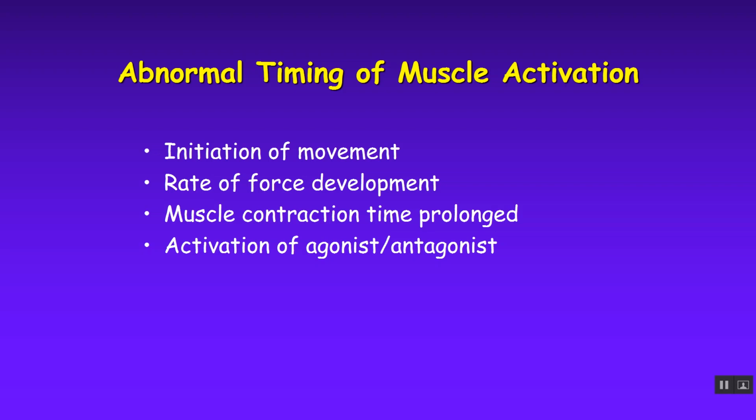Abnormal timing and muscle activation. You have trouble with initiation of movement and rate of force development. Muscle contraction time can be prolonged. They can have problems with activation of agonist-antagonist. They can't turn one muscle on, the agonist-antagonist, quickly.